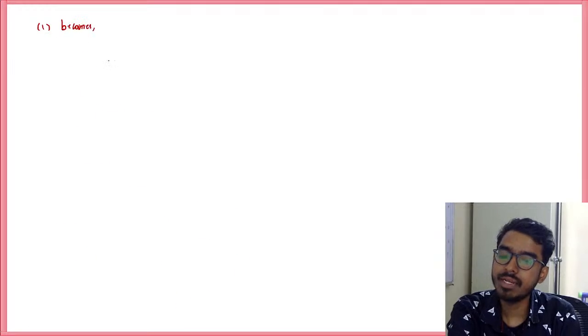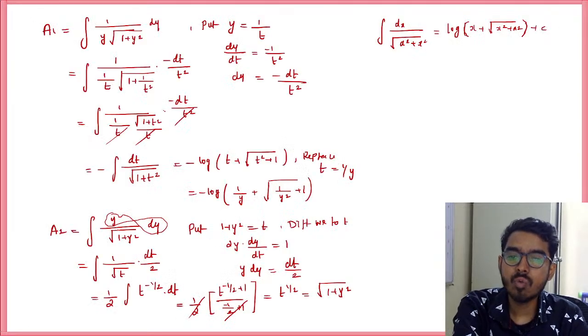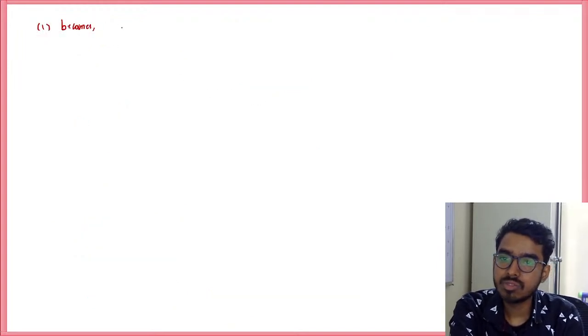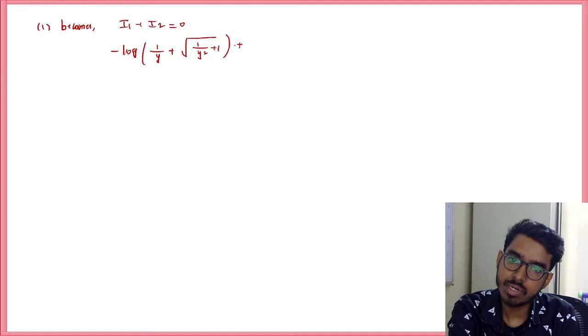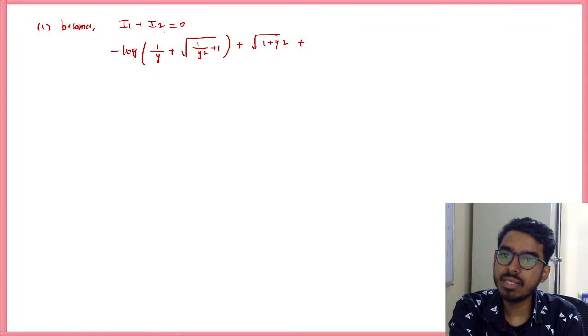This is a very important problem. Just understand, whenever you have y by root of 1 plus y square, you make use of this substitution. You will be getting this often. 1 divided by y into root of 1 plus y square, you make this substitution. So we have I1 plus I2 is 0. And what is I1? I1 is A1 plus A2. So this will be minus log of 1 by y plus root of 1 by y square plus 1, plus root of 1 plus y square. I1 is A1 plus A2. Similarly, for I2, you just change the variable to x.